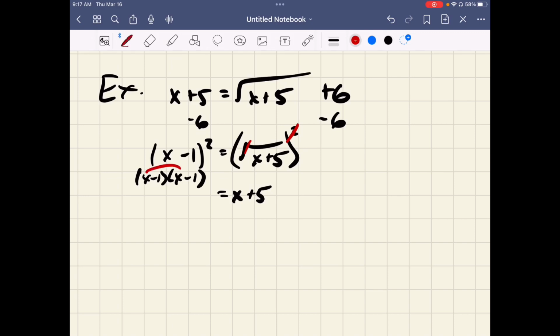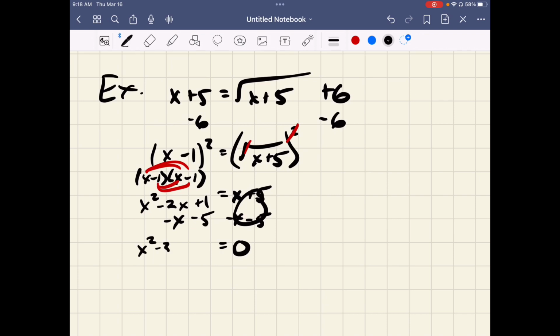So now I get x times x, minus 1 times x, and minus 1 times minus 1. So I end up getting a trinomial here, x squared minus 2x plus 1. I'm going to subtract 5 and subtract x, so I can get 0 on that right side. So I've got minus 5 and minus x, so that gives me x squared minus 3x minus 4. Now I factor it into two binomials, (x minus 4)(x plus 1) equals 0.